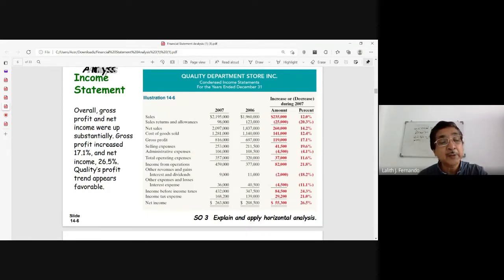So what I am now asking is, it looks like gross profit increased only by 17.1%, but the net income has increased by 26.5%. So can you see any reason attributed to this? Rather than a 17.1% increase in the gross profit, there is a higher increase in the net income. Can you give a comment on that?